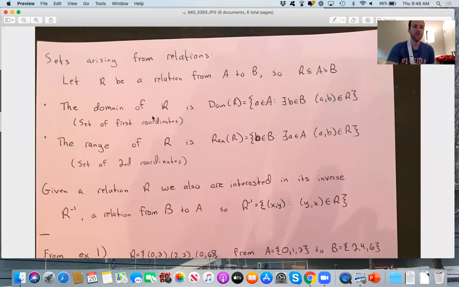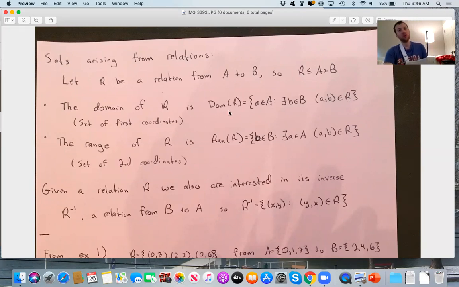The domain of this relation R is going to be the set of first coordinates. Written out, the domain of R, and this is the notation that we'll use, is the set of all elements A in capital A, so all of the elements in the first set in our product, such that there's some B in B so that A comma B is a pair in R.